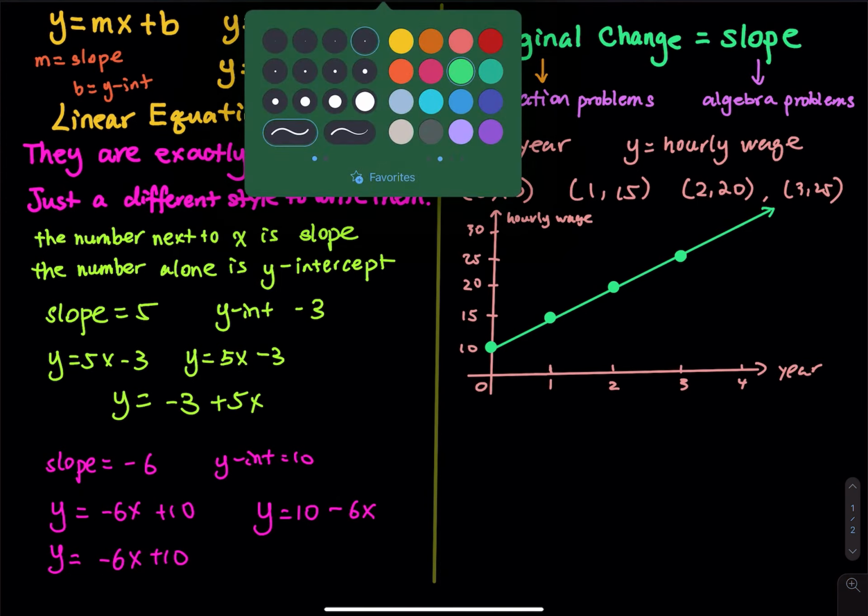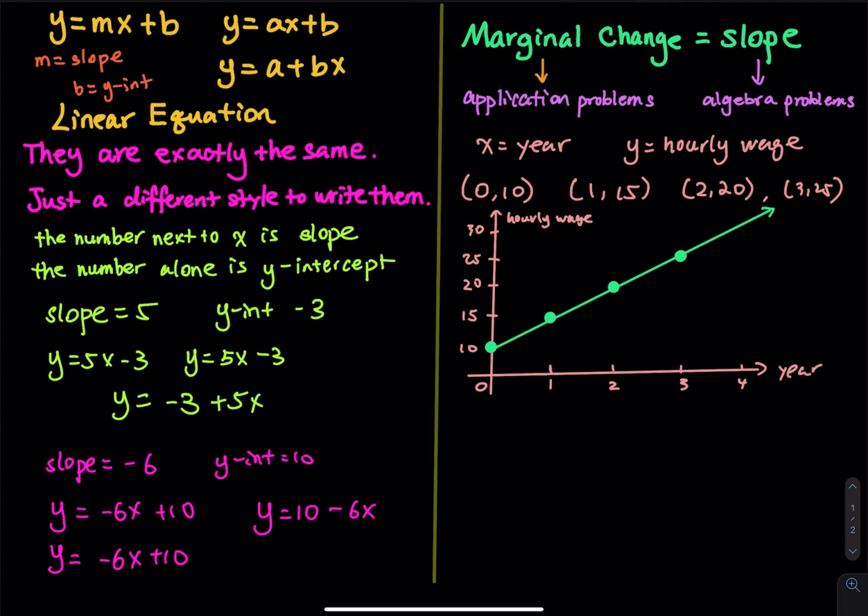So let me match the colors. So let's say I pick two points, (0, 10) and (1, 15). Okay, (0, 10) and (1, 15). How do we calculate the marginal change? It's easy. If you don't use any formulas, so before I write anything down, do we agree that by looking at the 10, 15, 20, and 25, if you just look at the pattern, I get an additional $5 per hour, right? But how do you calculate this pattern?